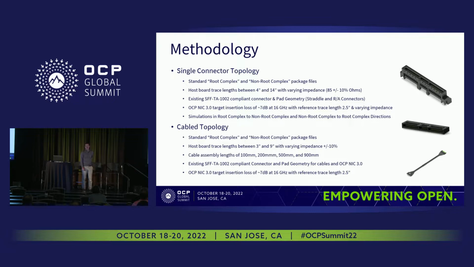And for all of our simulations here, we ran in both the root complex to non-root complex and non-root complex to root complex directions. And then after that, we wanted to follow up with a cable topology. As PCIe Gen 6 is removing 4 dB of the insertion loss budget, we're seeing more of our customers ask for a cabled solution. So we wanted to see what different designs we could do there.